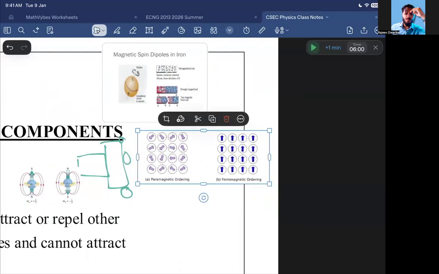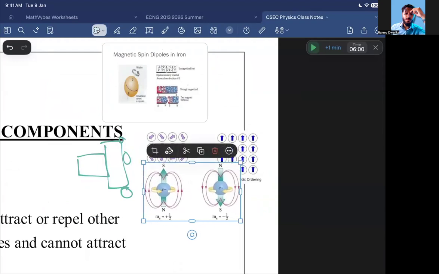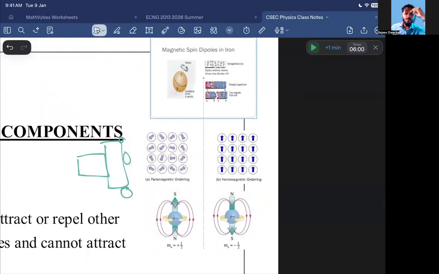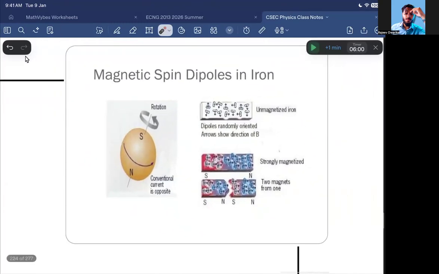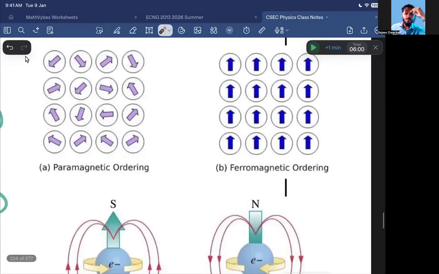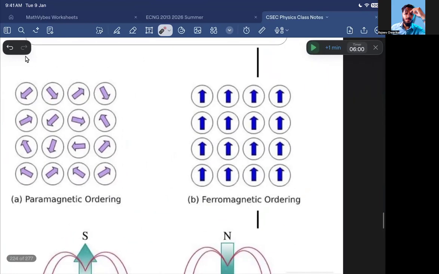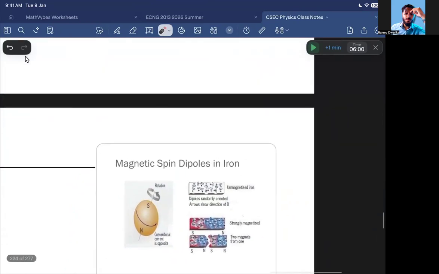Right, so I just said paramagnetic. I used that incorrectly, my bad. Let me explain. All materials have a magnetic spin. They have magnetic spin dipoles, so that's this over here. All materials to some extent have this. Iron has it a lot more, though, because iron is a ferromagnetic material. Iron is a ferromagnetic material, so stay with me.